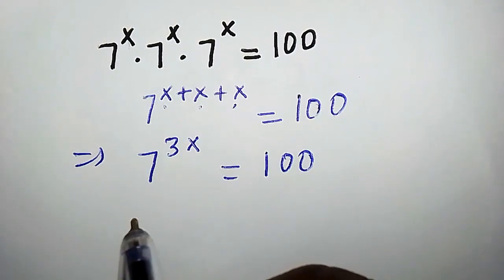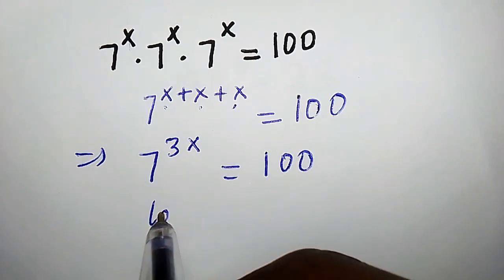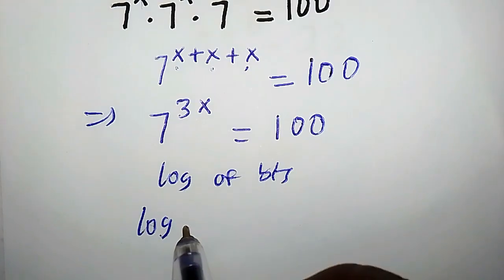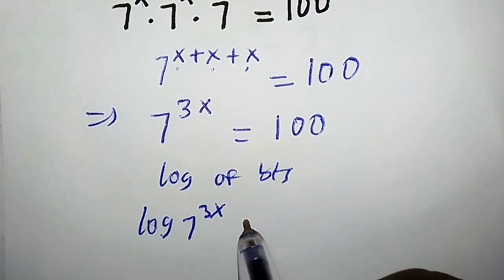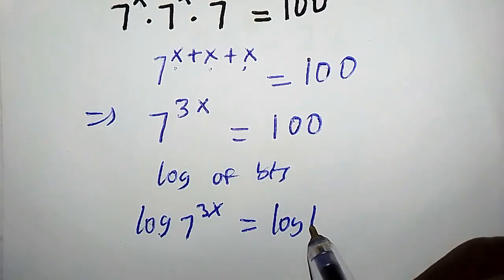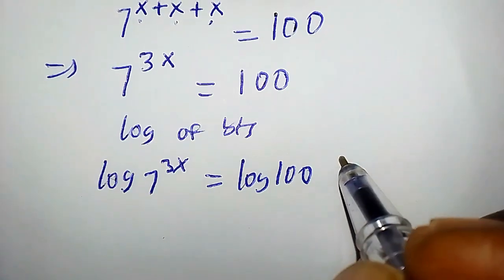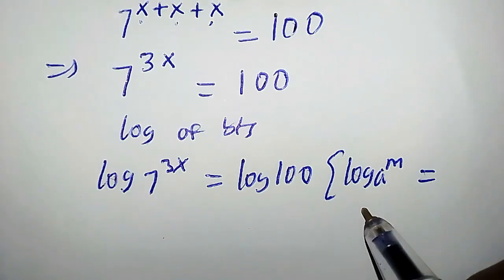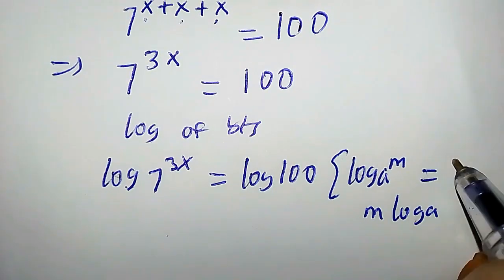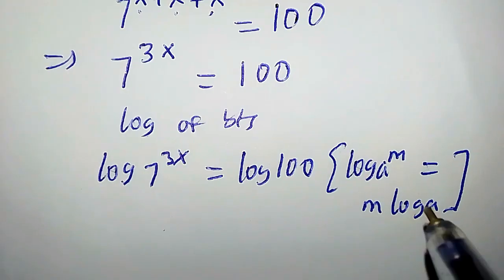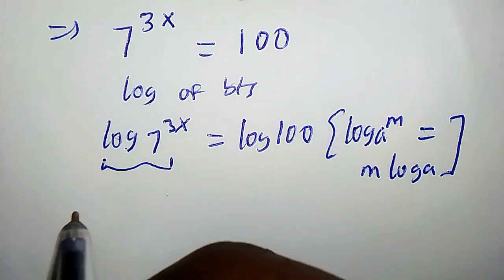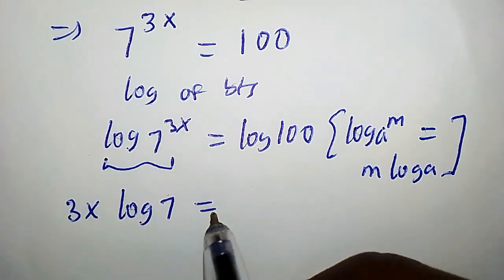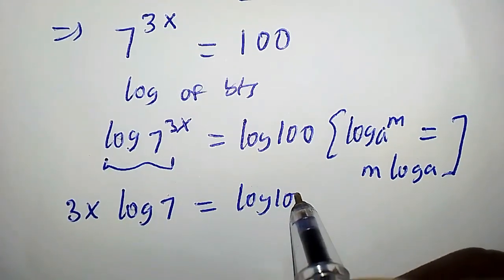Now, let us take natural log of both sides. So that will be log 7 to the power of 3x equal to log 100. Now recall that log a to the power of m is equal to m times log a. So applying this identity to the left hand side, we have 3x times log 7 equal to log 100.